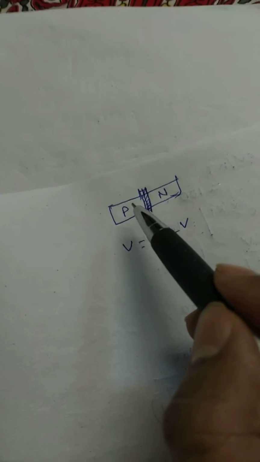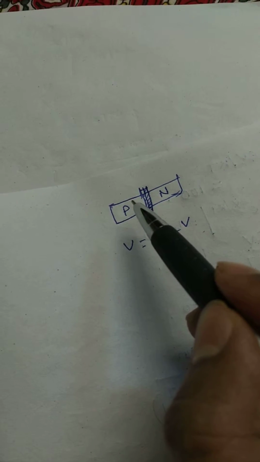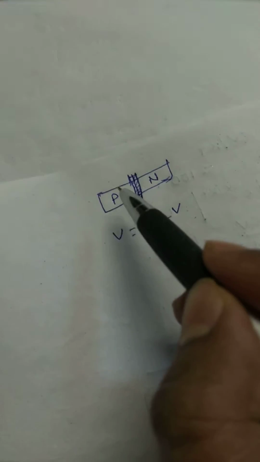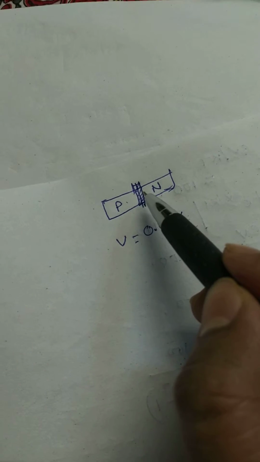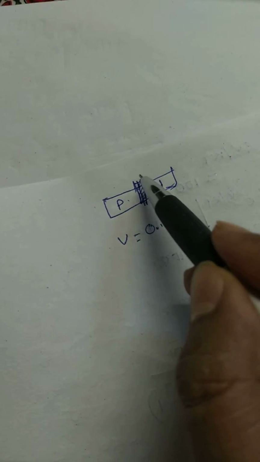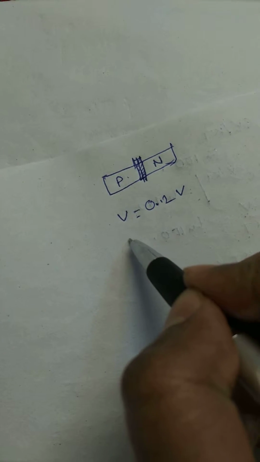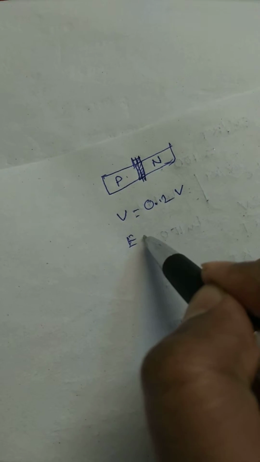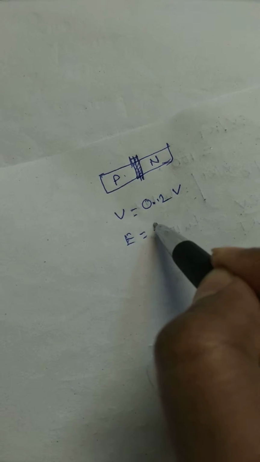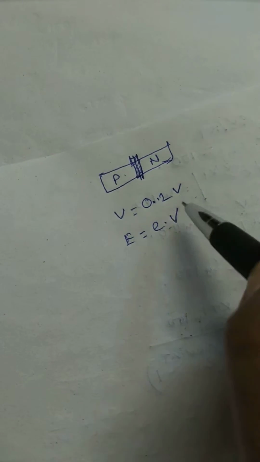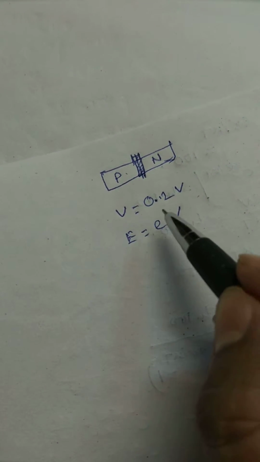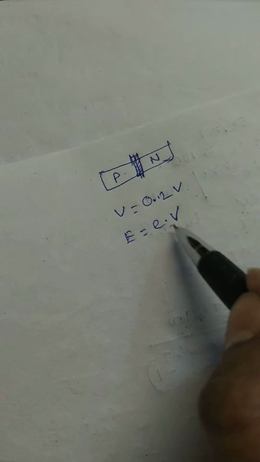So a hole is traveling from this side to this side. So you know this is in reverse bias. So it requires energy equal to E into V, because it is in reverse bias.